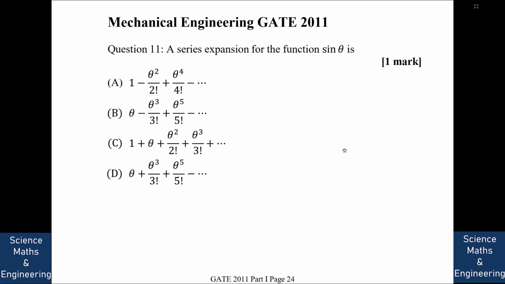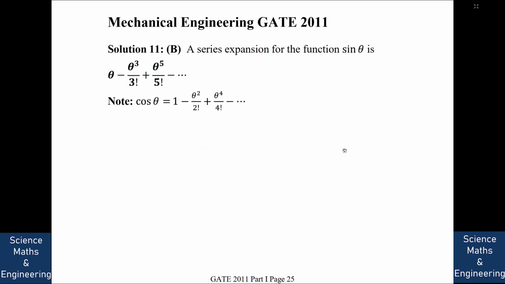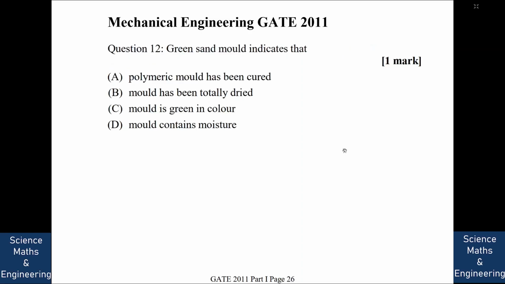However, if this is option B. Now option A, that is 1 minus theta square by 2 factorial plus theta to the power 4 by 4 factorial minus and so on, that is the series expansion for the function cos theta. Okay, so we'll go to the next question.